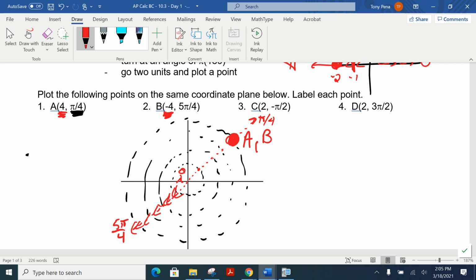That's a negative r. Letter C, or yeah, I guess point C, number 3. If I give you a negative angle, same thing we would do with the unit circle. If this is angle 0 right here, negative pi over 2 means we don't go counterclockwise, we go clockwise. So you're going to be looking at the pi over 2 angle down here. So we're looking here. And then since we have a 2 for our r, this is the point C.